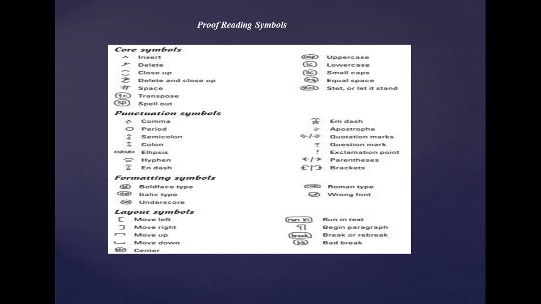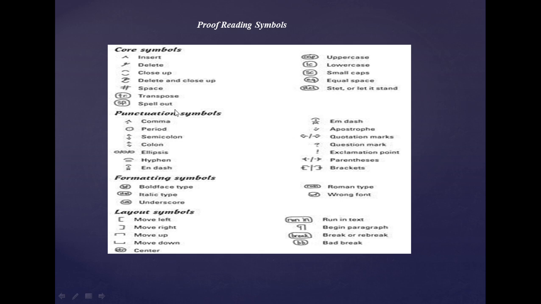Now these are the proofreading symbols. The first one is core symbols. As you see, the first one is for inserting a word, a statement, or even a punctuation mark. Second, to delete. Third, close up, then delete and close up. Then for spacing in a paragraph or in a word. Transpose is about transferring a word or sentence from one side to another.